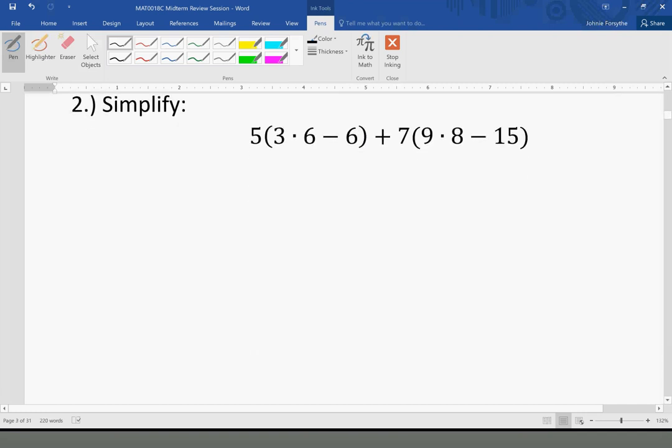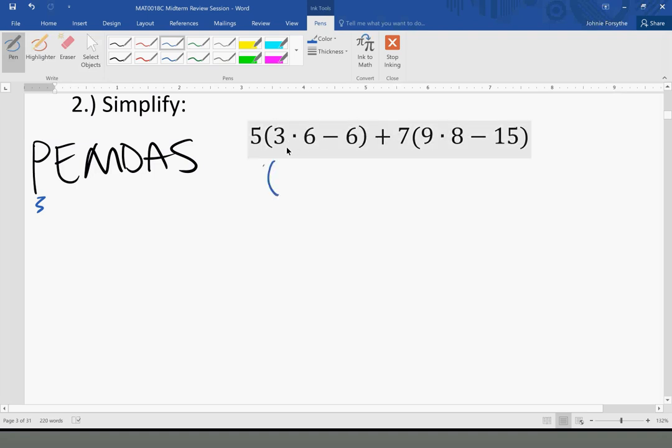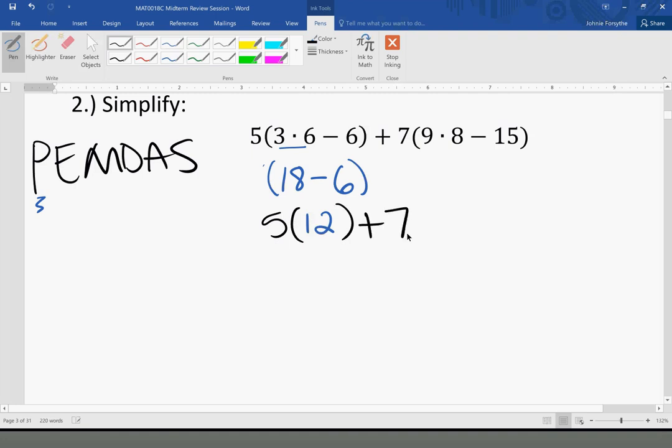Number 2, simplify. Same thing, we are following our order of operations. So we're going to work in parentheses first. We've got 2 sets of parentheses. Within this first set, we have 3 times 6, which is 18, minus 6. And 18 minus 6 is going to equal 12. So I have 5 times 12 plus 7. Now let's work on these parentheses. 9 times 8 is 72. We have 72 minus 15.